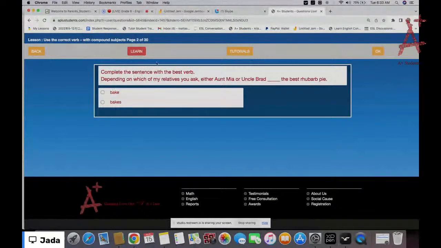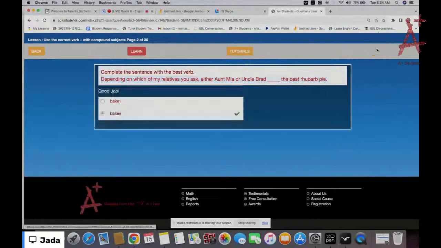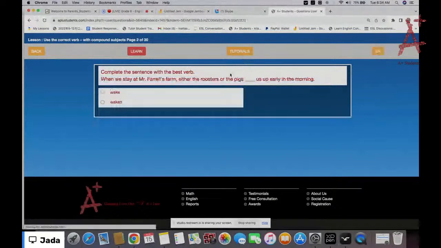Depending on which of my relatives you ask, either Aunt Maya or Uncle Brad dash the best will have pie. So now, bake or bakes, Uncle Brad. It says or is here. So what's going to be the best verb suitable for this sentence? Let's say we pick this one: bakes, because of or. It shows Aunt Maya and Uncle Brad, which shows that it is two people, right? But the subject closer is singular. It's just Uncle Brad.